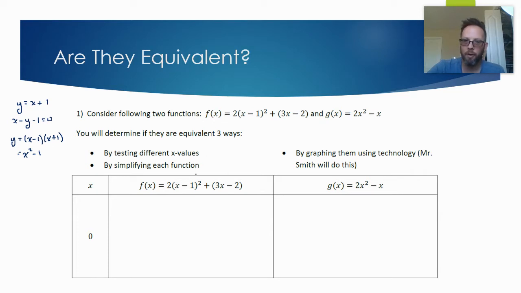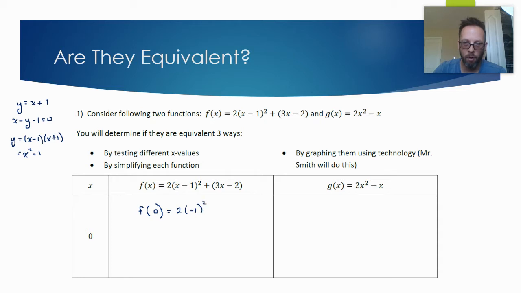We're going to see if they're equivalent, and we're going to do it three ways. We're going to test different x values, and then we're going to do some simplifying, and then I'll pop them into Desmos, and you can do it too, and we'll see what their graphs look like. So let's do this one. I've prompted you to put in 0, so you can pause the video and just crank through these if you want.